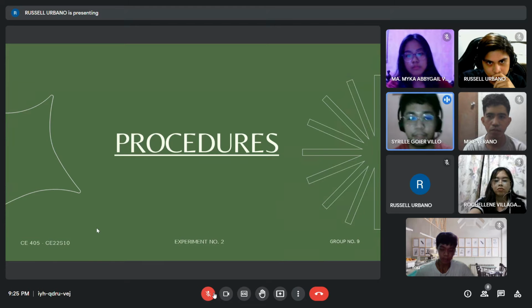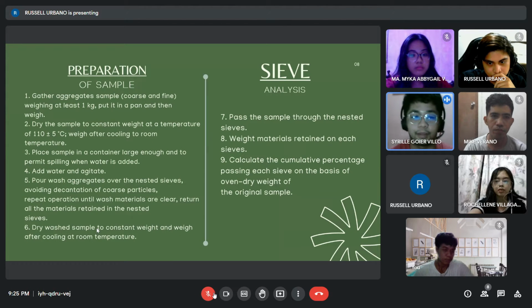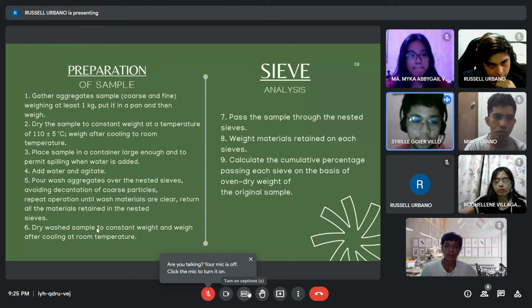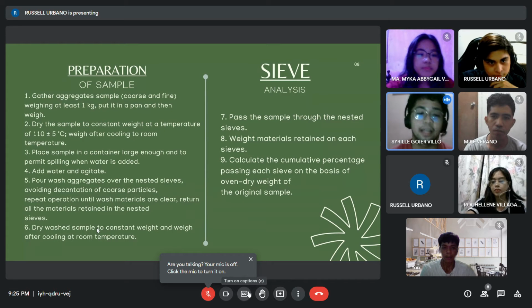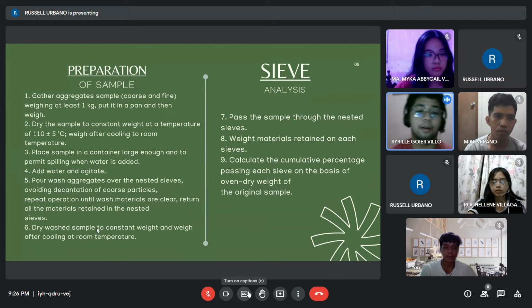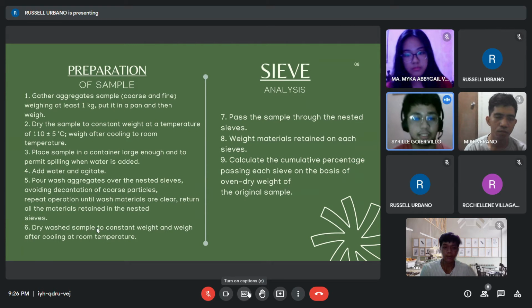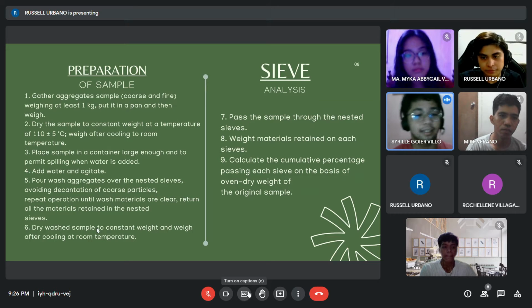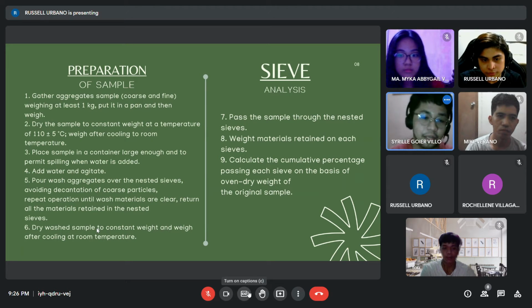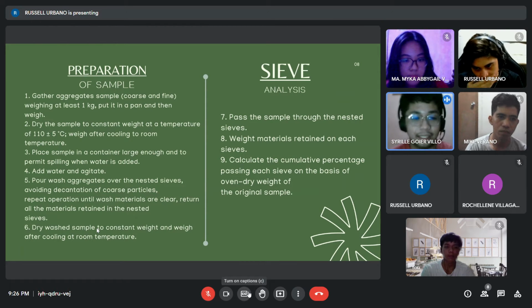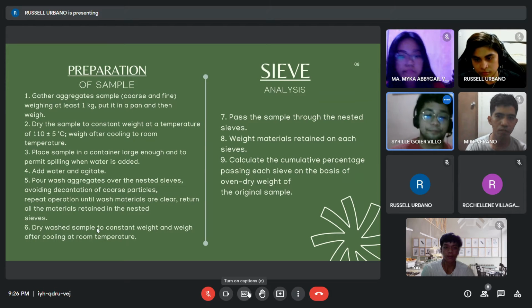For the procedures, the steps for preparation of samples are: first, gather aggregate samples, specifically coarse and fine, weighing at least 1 kilogram, and put it in a pan and then weigh. Second, dry the sample to constant weight at a temperature of 110 plus or minus 5 Celsius. Weigh after cooling to room temperature. Next, place the sample in a container large enough to permit spilling when water is added. Fourth, add water and agitate.